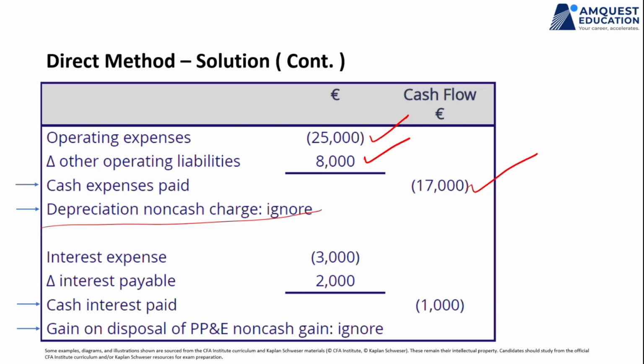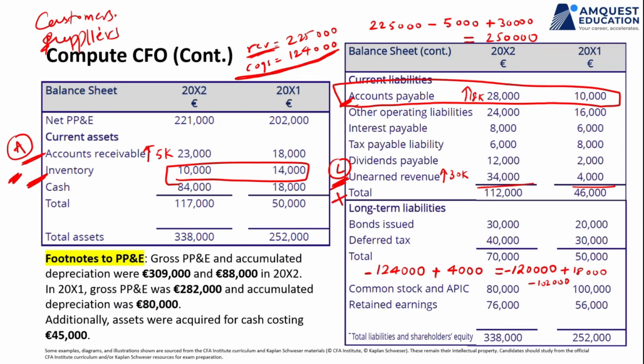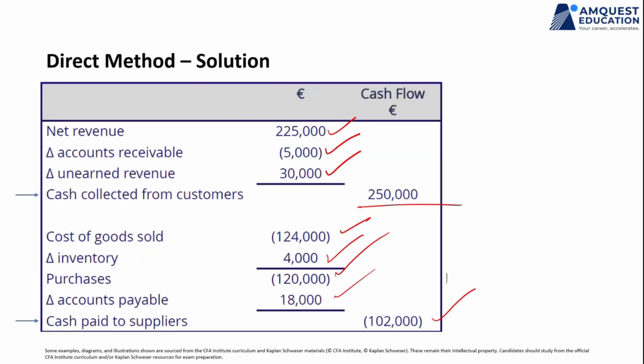Now, for interest expense, very similar, $3,000 of interest expense. However, your interest payable on the balance sheet increased by 2,000. And that means the cash interest paid is only 1,000. Look at this. Interest payable has gone up by 2,000. Which means earlier you had to pay 6,000, now you have to pay 8,000 of interest. And if you have to pay a higher interest of 8,000, which means 2,000 more, you have paid 2,000 less this year.